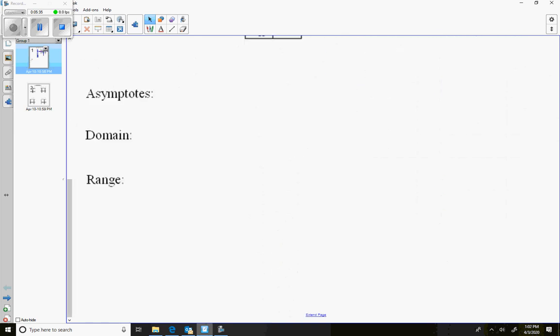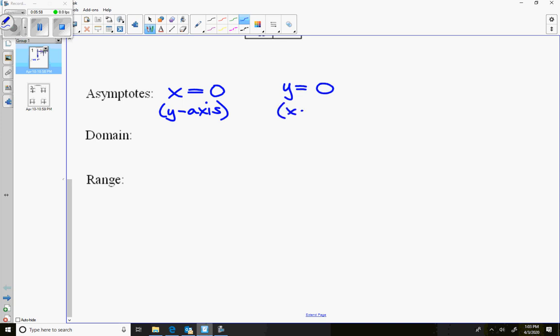So what are the equations of the asymptotes? Well, one of them is x equals 0. That's the equation of the y-axis. And we also had y equals 0, which happens to be the equation of the x-axis. Those are your two asymptotes.